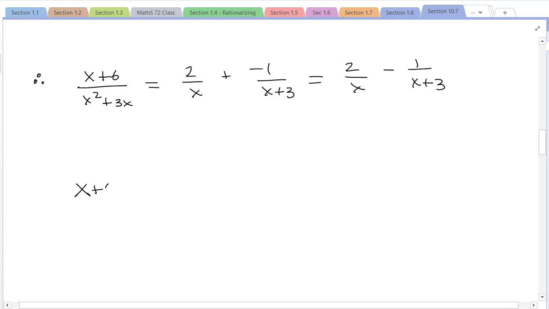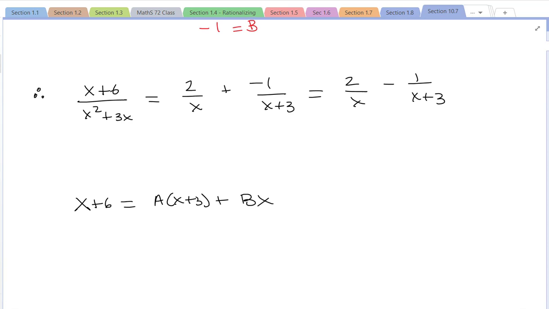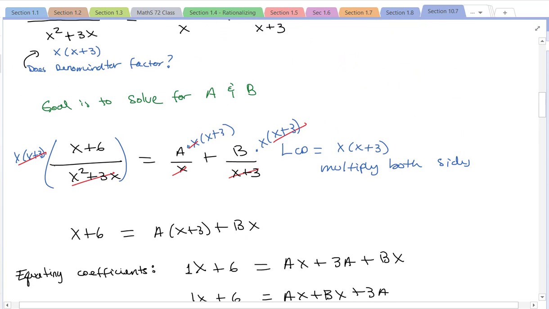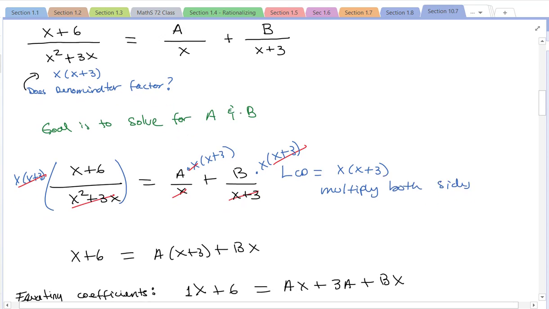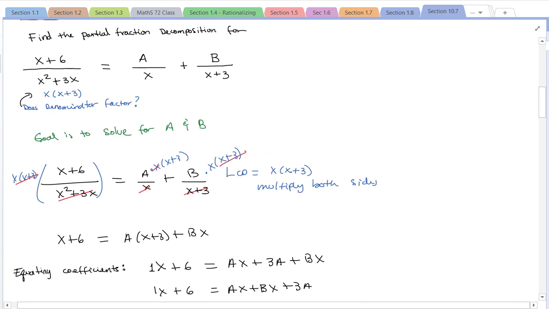So at one point I had x plus 6 equals a times x plus 3 plus bx. Just to bring you back to where we were. At the start, the process is the same. You factor the denominator, then you write the partial fractions based on those factors. We clear the denominators by multiplying by the LCD.